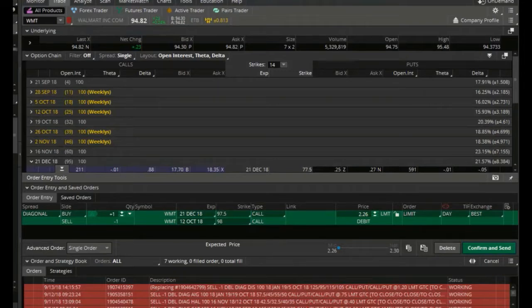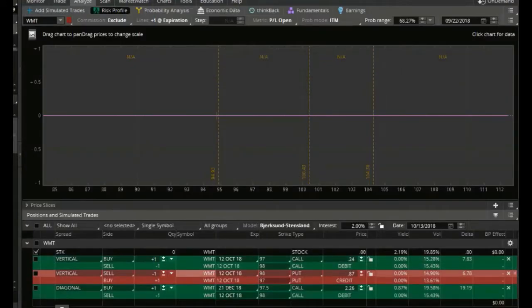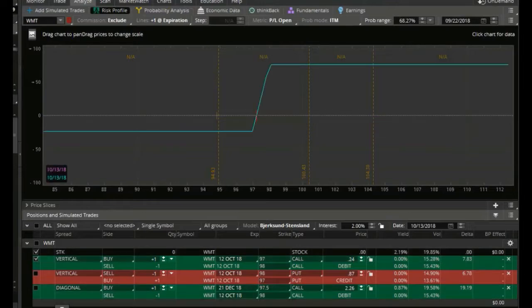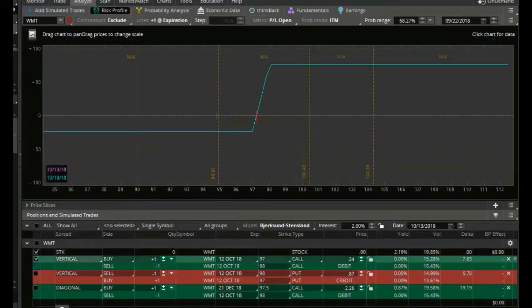Okay, so let's start with this then. I'm going to do a vertical debit spread first and show you where we're at with that. This vertical debit spread is the one I've got highlighted right now. You're buying the 97 call and selling the 98 call. Your max profit, I'm just going to assume this is all at the October 12th expiration. Max profit on a $24 trade is going to be $76 if it's over 98 on October 12th, basically.